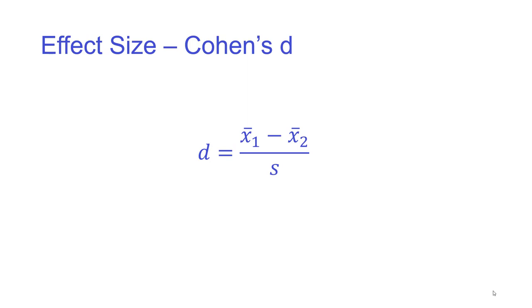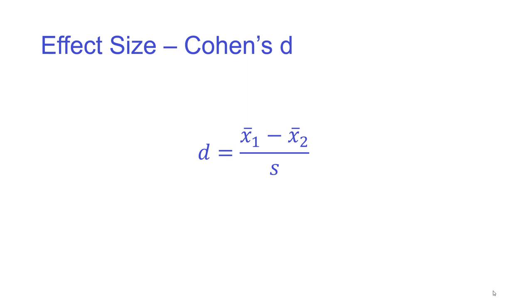So Cohen's d is the sample mean of the first sample, which is represented by x bar, minus the sample mean of the second sample, divided by the standard deviation. So this is telling you how many standard deviations there are between the two means. And that's important to think about.